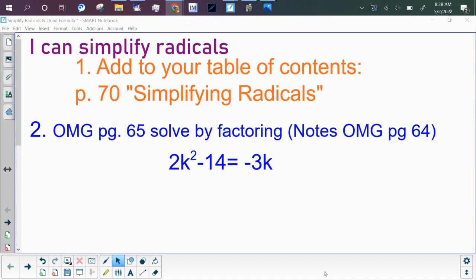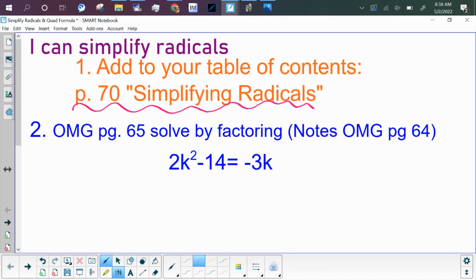Okay, so good morning. We are going to add to our table of contents. First of all, page 70, simplifying radicals. Go ahead and add that now. And then we are going to be doing this problem right here on page 65. Okay, and our notes for it are right next door on page 64.